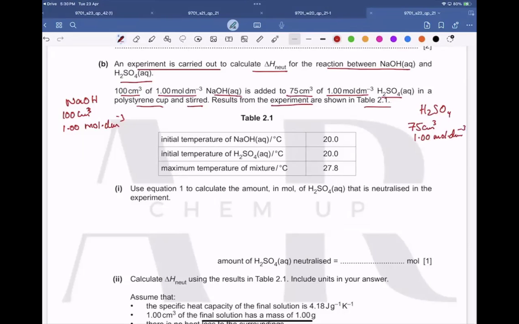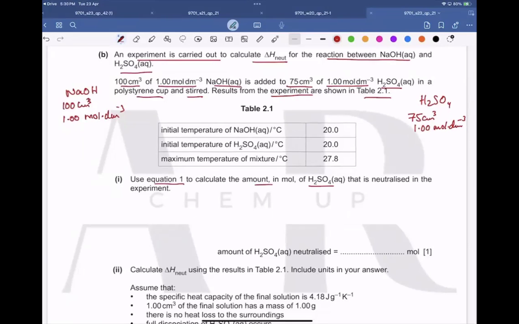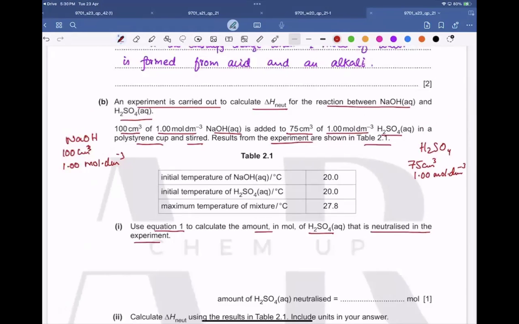Results from the experiment are shown in table 2.1. Use equation 1 to calculate the amount in moles of sulfuric acid that is neutralized in the experiment. So see, they didn't ask you for the total moles of sulfuric acid. They ask you the number of moles of sulfuric acid that are neutralized. It means that have taken part in the reaction or have been used up. So if you find the moles of sodium hydroxide, we know the formula. We have to multiply the concentration with the volume, but volume must be in dm3, so we have to divide it by 1,000. So 0.1 into 1, you will get the number of moles of sodium hydroxide is 0.1 mole.